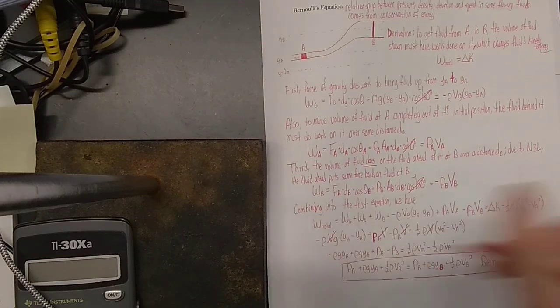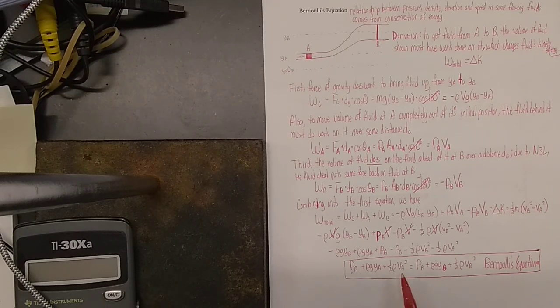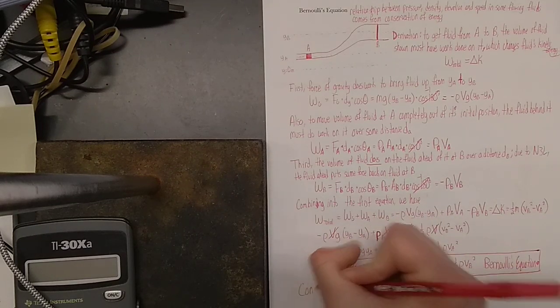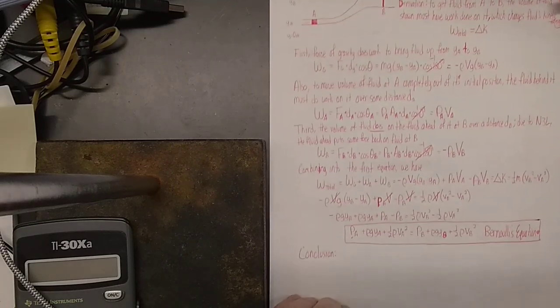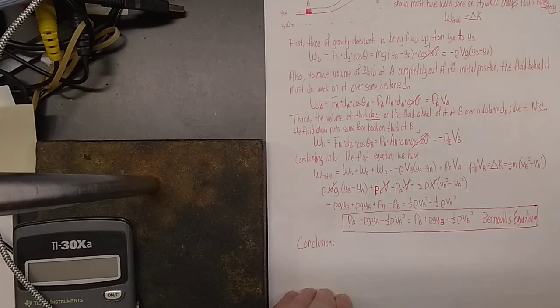Okay, so Bernoulli's equation. We have terms for the pressure at the two different points, we have terms representing the elevation, and we have terms representing the speed. Okay, that is Bernoulli's equation. There are some simplifications that can be made to this in certain cases. So we're going to talk about those in our conclusion here. Okay, right there. Good. So our conclusion.